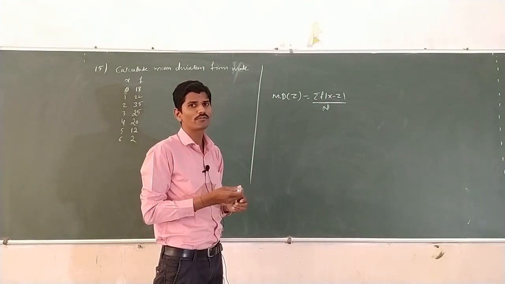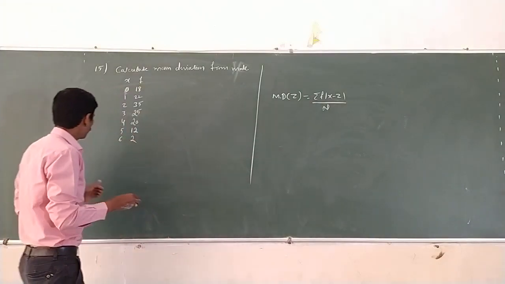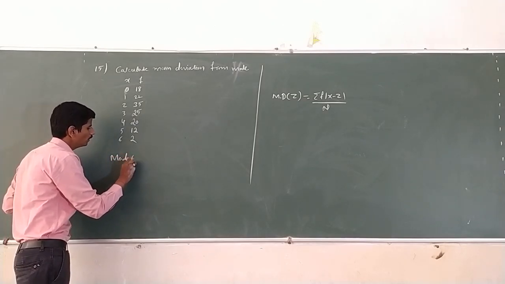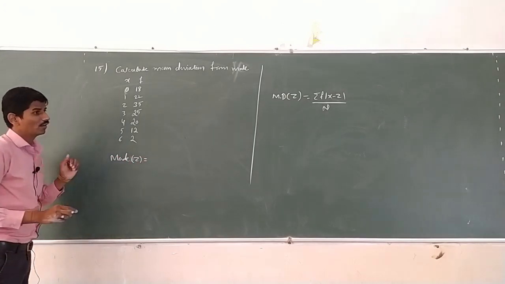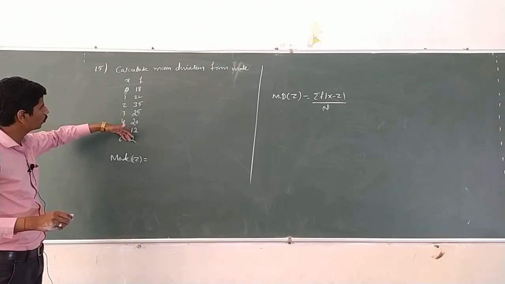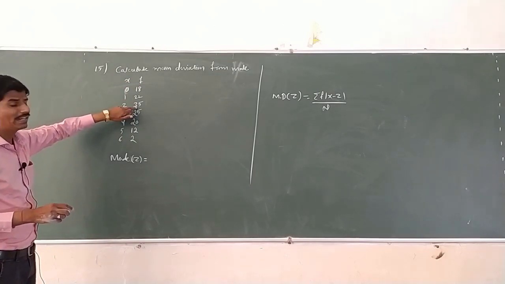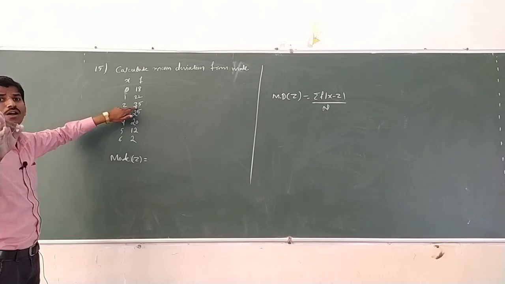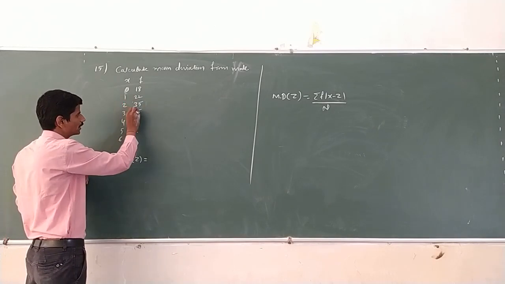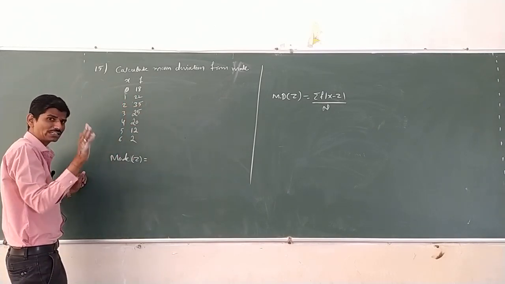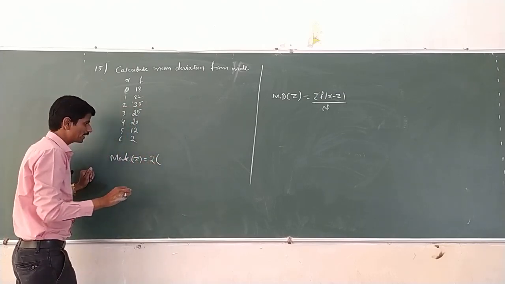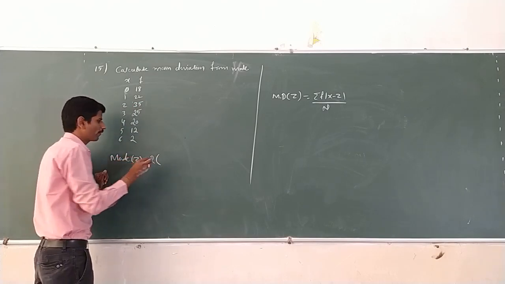Here we have to find the z value, that is the mode value. Here the highest frequency is what? The frequencies are 18, 22, 35, 25, 20, 12, 2. The highest frequency is 35. The mode is the value of x corresponding to the highest frequency. The highest frequency is 35, therefore the mode value is 2.